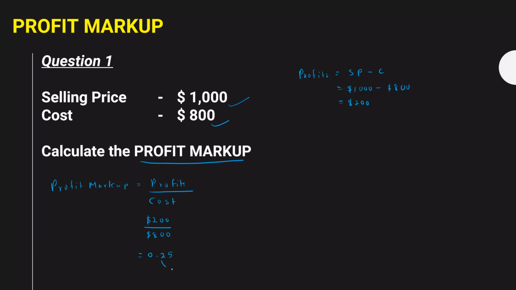So 0.25 as a percentage, how much is that? You have to multiply this number by 100. So it is how much? 25%. So in this question, how much is your profit markup? 25%. So how did we calculate the profit markup? Very simple. When it comes to the markup, profit should be divided by the cost.